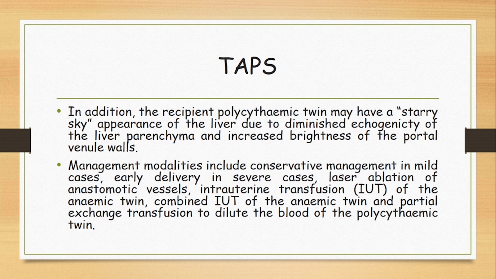Management modalities include conservative management in mild cases, early delivery in the severe cases, and laser ablation of anastomotic vessels, intrauterine transfusion of the anemic twin combined with exchange blood transfusion to dilute the blood of the polycythemic twin.